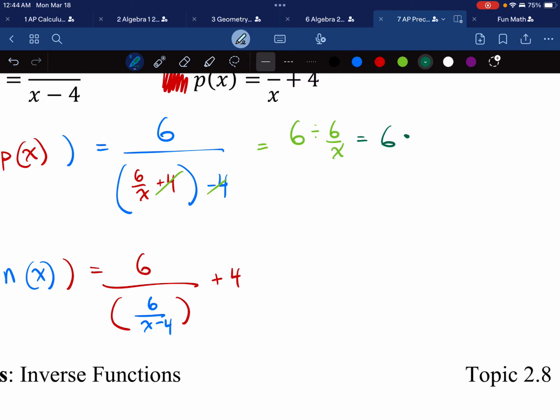Keep it, change it, flip it, and the 6 and 6 cross cancel, meaning we get an x here, which is excellent. That means that it probably is an inverse function. Let's check the bottom one as well.